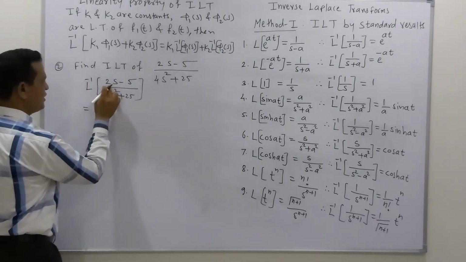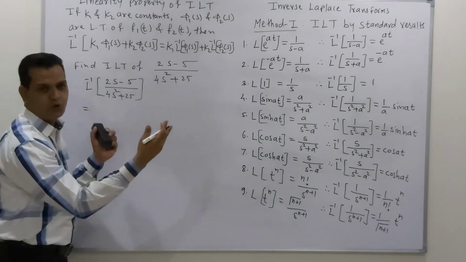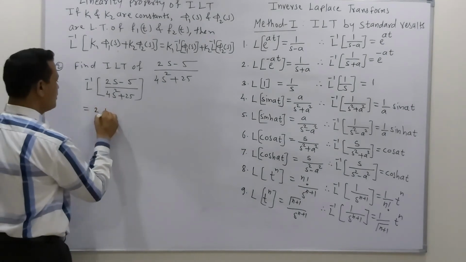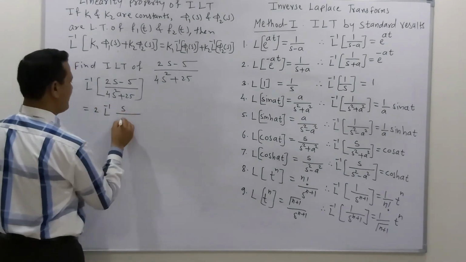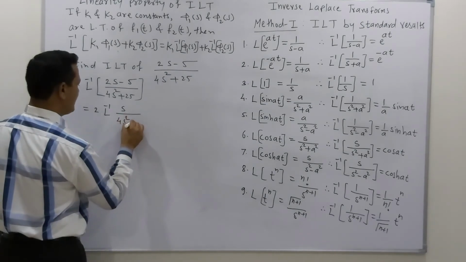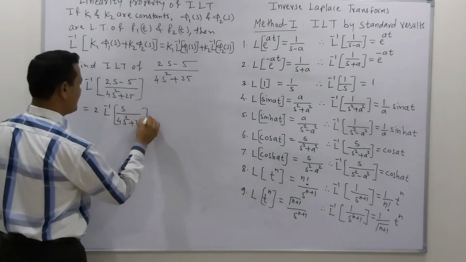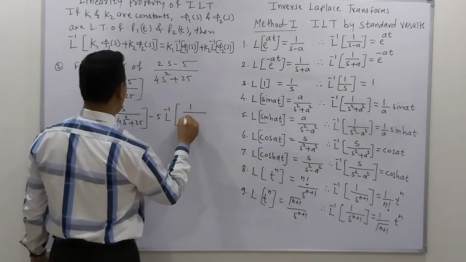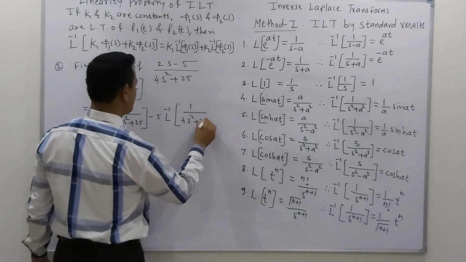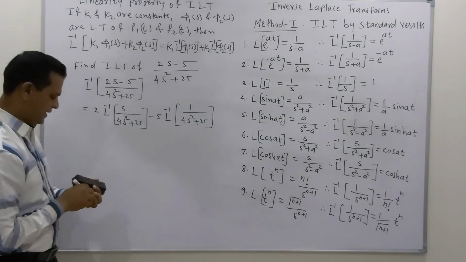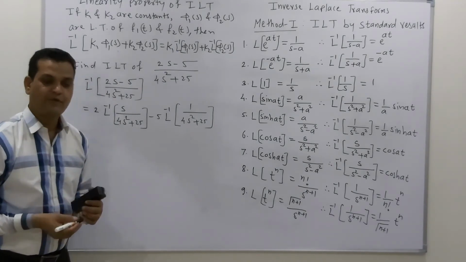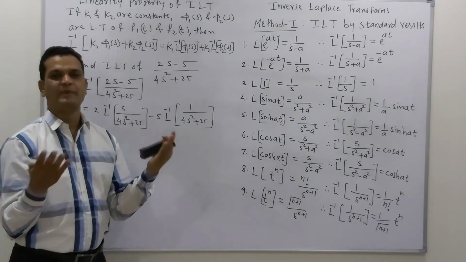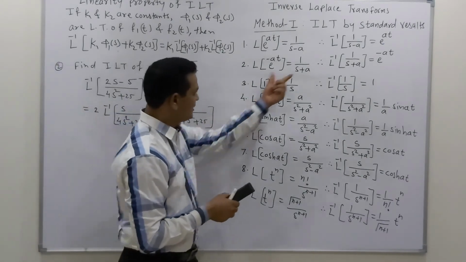Then we can write this as, so this is the first term. If we split the numerator into two parts, and after taking the constant outside the inverse Laplace transformation, we can write this as 2 into inverse Laplace transformation of s upon (4s² + 25). This is the first term, minus 5 into inverse Laplace transformation of 1 upon (4s² + 25). We write this step according to the linearity property for the inverse Laplace transformation. But even though we split this into two parts, this expression is not in our standard form.